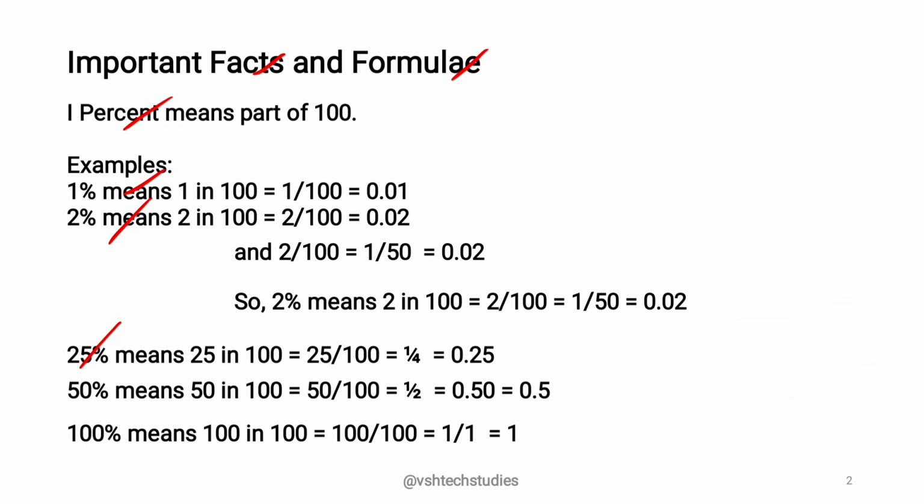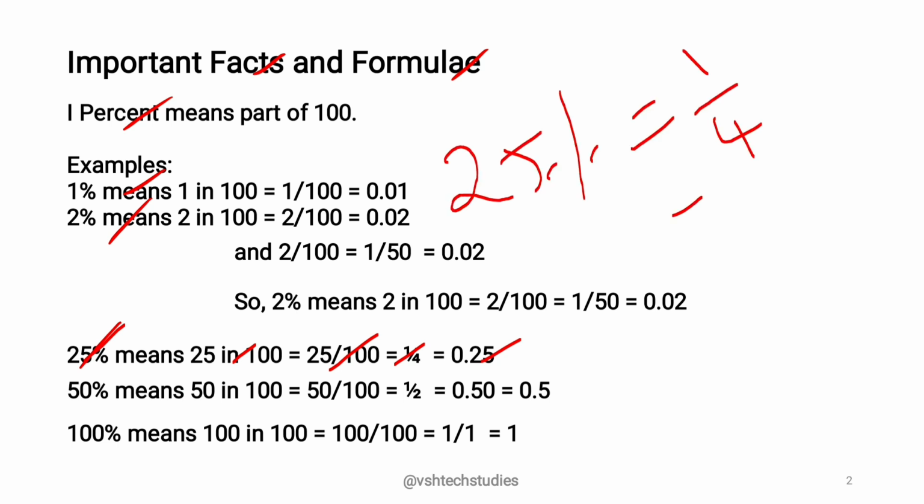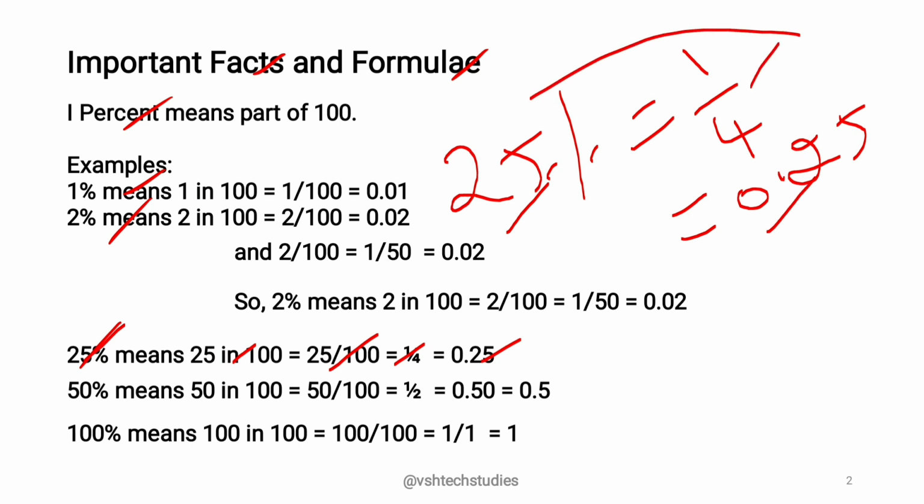So 25% means 25 in 100, 25 by 100. If you simplify it, it is 1 by 4. If you divide 1 by 4 we will get 0.25. So 25% is equal to 1 by 4, or it is also equal to 0.25. This is in percentage, this is in fractions, this is in decimals. All the three mean one and the same.